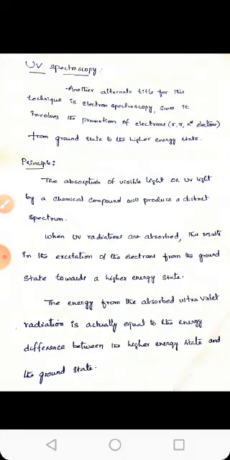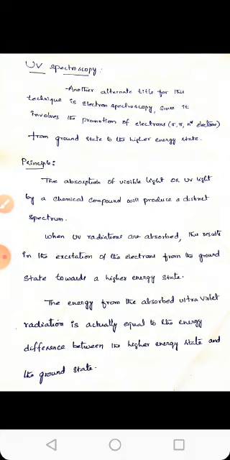So sigma, pi, n electrons are excited from the ground state to higher energy states. Then coming to the basic principle of UV spectroscopy, the absorption of visible light or ultraviolet light by a chemical compound will produce a distinct spectrum. When light is passed through a prism, it produces a distinct spectrum.